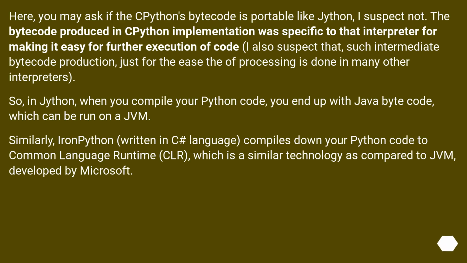Here, you may ask if the CPython's bytecode is portable like Jython's. I suspect not. The bytecode produced in the CPython implementation was specific to that interpreter for making it easy for further execution of code. I also suspect that such intermediate bytecode production, just for the ease of processing, is done in many other interpreters. So, in Jython, when you compile your Python code, you end up with Java bytecode, which can be run on a JVM. Similarly, IronPython, written in C# language, compiles down your Python code to Common Language Runtime, CLR, which is a similar technology as compared to JVM, developed by Microsoft.